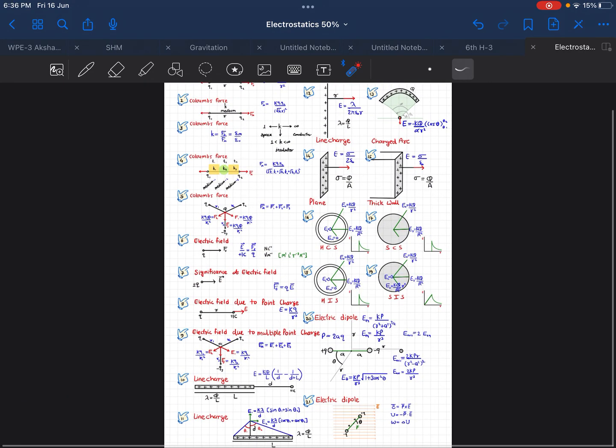Over. 50% of electrostatics is over. Now the next 50% includes electric field lines and Gauss law.